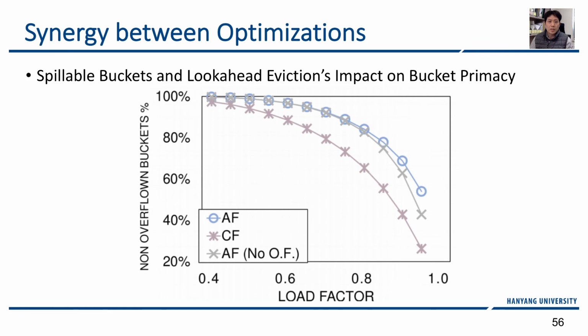We also evaluate the synergy between the 3 optimizations. Specifically, we measure the effect of spillable buckets and lookahead eviction on bucket primacy. Here it shows the percentage of non-overflown buckets for each load factor. You can see that the percentage of non-overflown buckets increases as we apply spillable buckets and then apply lookahead eviction. The higher this percentage is, the faster the lookup is in AniFilter, because for these ones, we only need to access primary buckets.